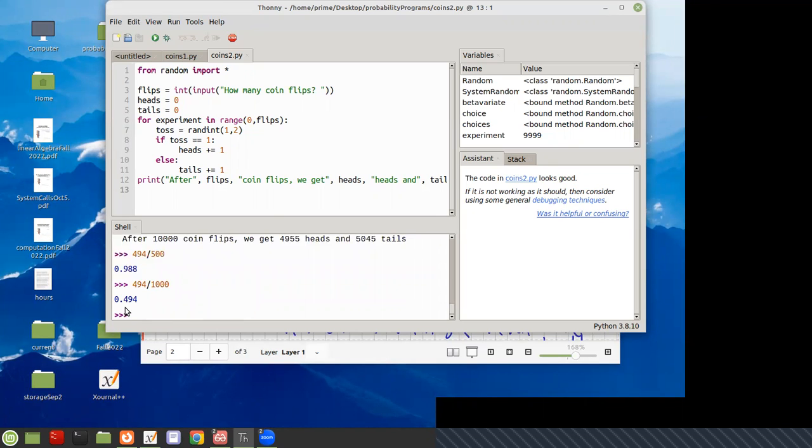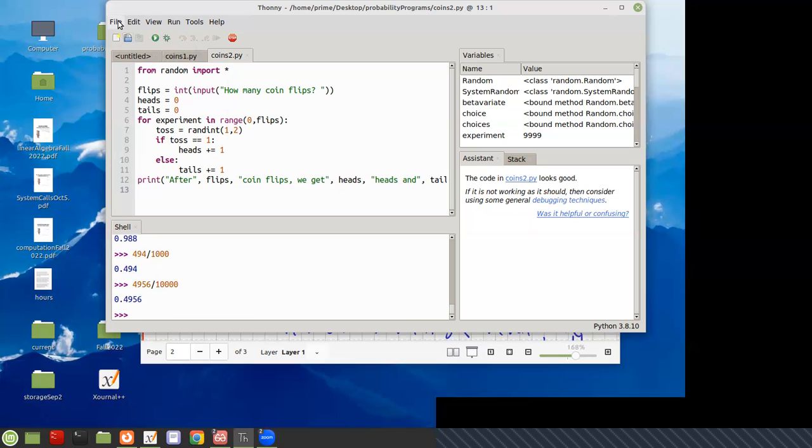Then it's close to 1/2 or 0.5. But if I do 4,956 over 10,000, it's the same. The interesting thing is to look at the percentages, because this percentage is almost equal to 1/2. So even though this is further away, percentage wise, it's very close to 1/2. And that's what happens with a lot of these probability experiments.